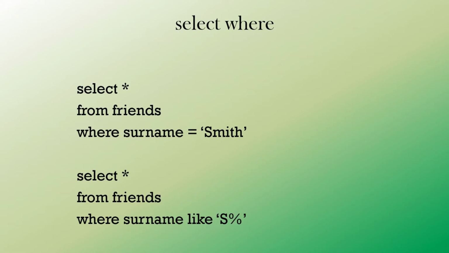The bottom example, we have surname, and instead of equals Smith, it's like. The S means it's going to begin with capital S, and then the percentage sign means it's followed by other text or not. So that's going to be something that starts with S. We can do the same for begins with a B, so we use like again, and the other example begins with a J.